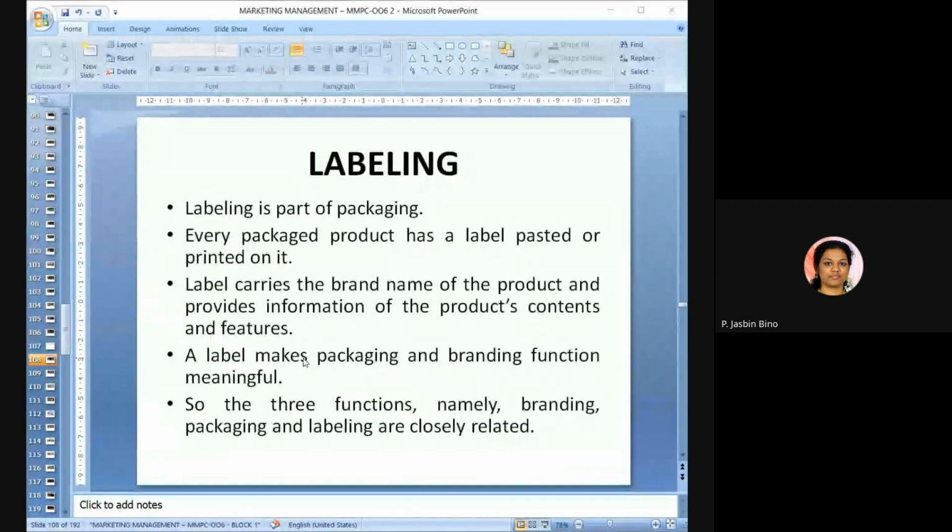Next one is labeling. It's a part of packaging. Whatever is printed and pasted on the package is a label. It normally carries the brand name, the information related to the product, the benefits of the product, the contents, the ingredients, directions to use, and precautions. All these things are given in the label of the product. So the label makes the packaging and branding function meaningful. Normally there are three functions: branding, packaging, and labeling. These three are closely related to each other.